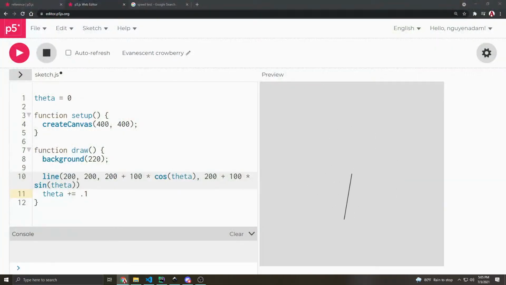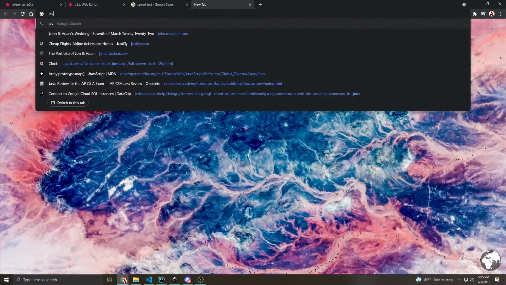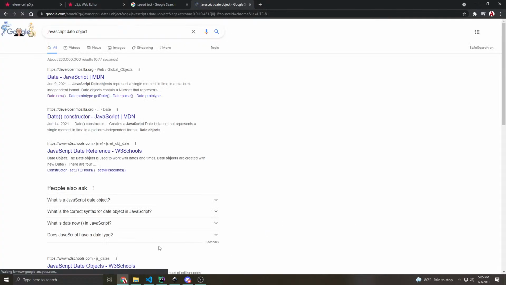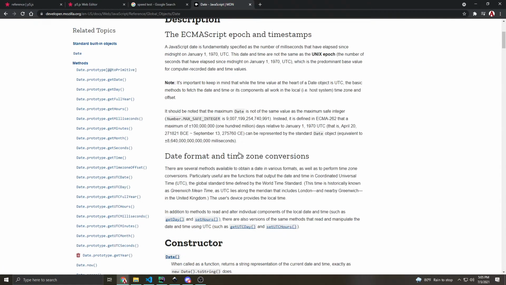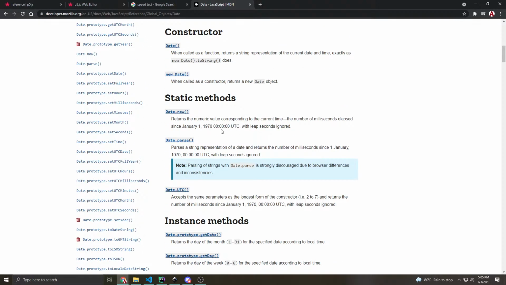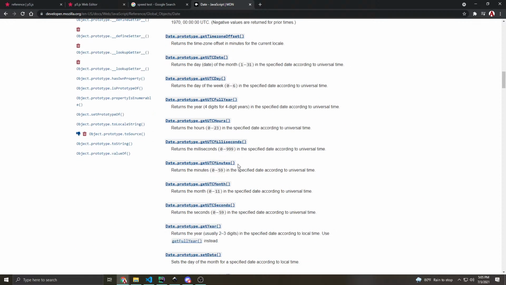Luckily for us, there is a handy, very convenient date value in JavaScript. We could say var d equals new Date. Let's make sure, JavaScript date object, right here. This is how we make a new date, and that now gives us the current time. What else can we get from this? Get time. Date.